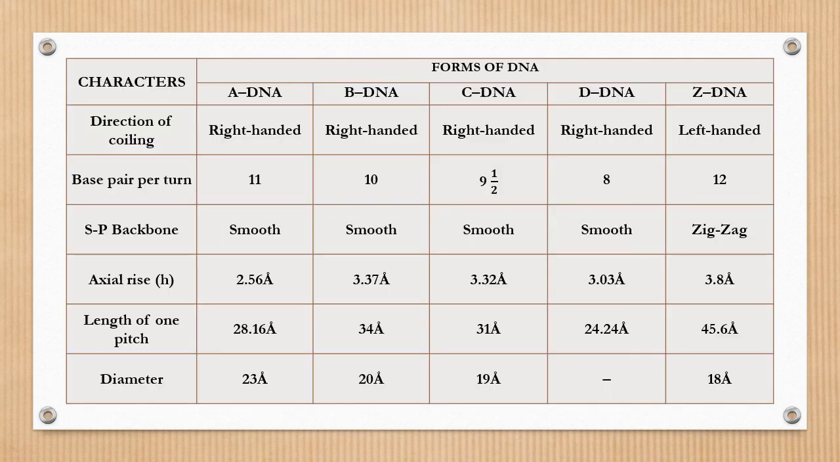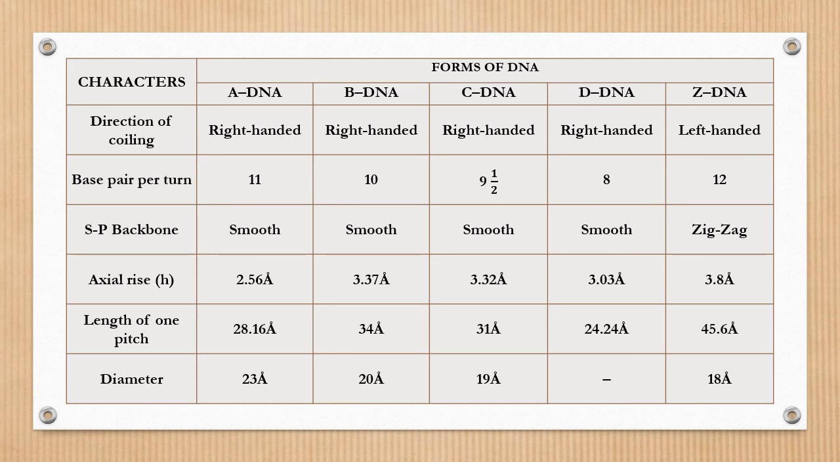So various forms of DNA are given in a tabular form, with some characteristics considered. There are different forms: A DNA, B DNA, C DNA, D DNA, Z DNA. Already we said that it is based on the number of base pairs per turn, as well as right-hand or left-hand orientation of coiling. Based on that, we classify these different forms of DNA.